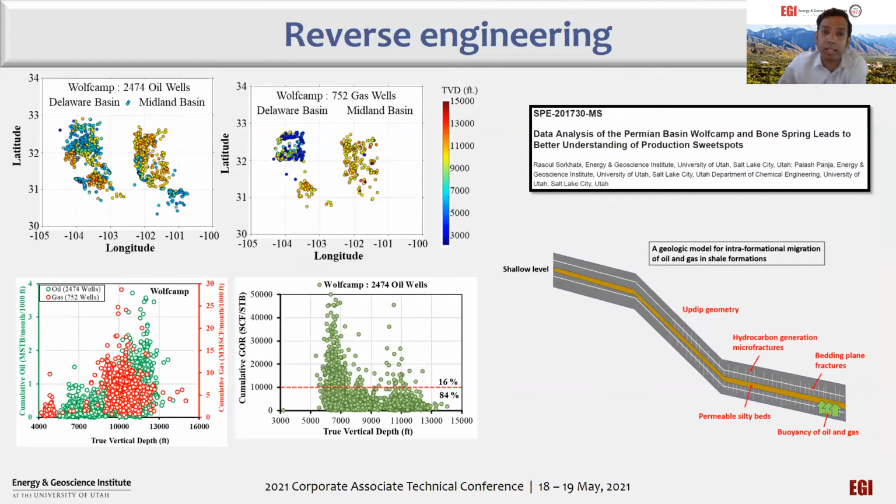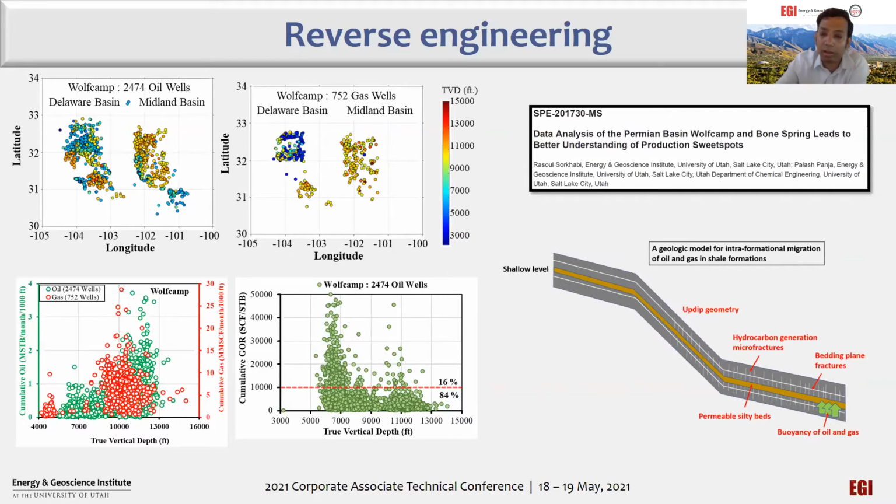We have also applied reverse engineering to understand the petroleum system in the Permian Basin, and we have analyzed around 2,500 oil wells and 750 gas wells. We have plotted them in various ways, and we have just shown a few figures here, like location, longitude, latitude, cumulative oil and cumulative gas oil ratio. We are trying to understand the migration, generation, and accumulation of gas and oil in the Permian Basin, and we have some conceptual model also. My co-author Rasoul Sarkabi presented these results last year at SPE ATCE.